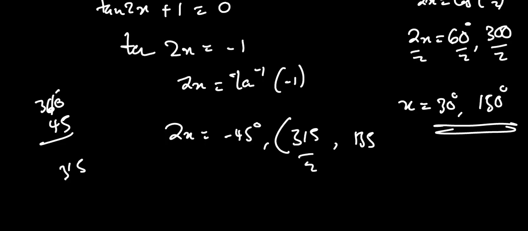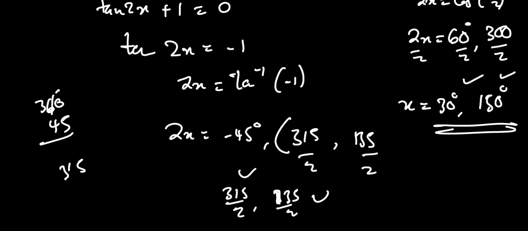So now we can divide both of these by 2. So we are going to have 315 over 2 and 135 over 2. So we have 4 sets of answers. These are the values of x.